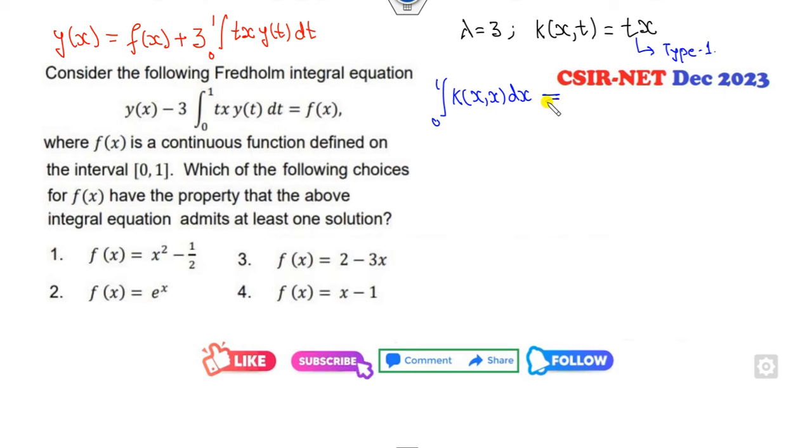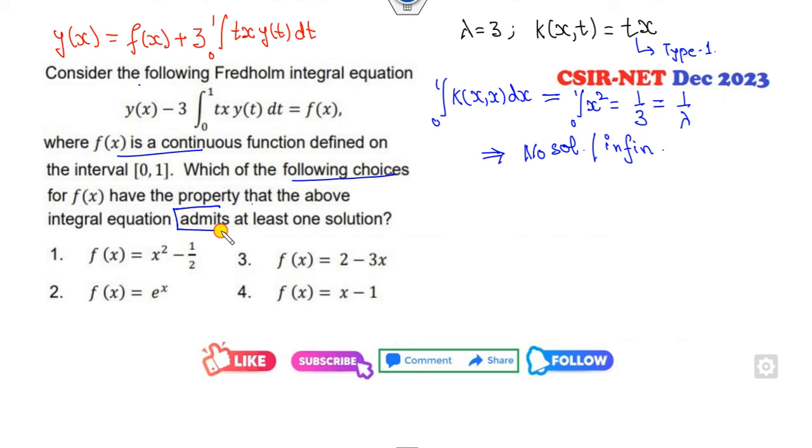So that will be x square. Integration of the x square will be x cube. So that is again 1 over. So what does that mean? That will give you either no solution or infinitely many solutions. But consider the equation, f is a continuous function, which of the following choices has the property of admitting at least one solution? At least one solution means either a unique solution or infinitely many solutions. No solution will be cancelled out, a unique solution is also not possible. So what is the case for the infinitely many solutions?